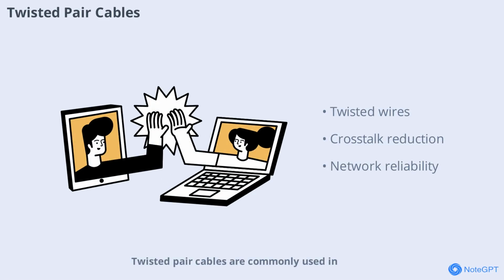Twisted pair cables are commonly used in communication systems to reduce crosstalk and electromagnetic interference. By twisting the wires together, the cable cancels out much of the noise that would otherwise affect the signal. This simple yet effective technique is widely used in telephone and network cables.